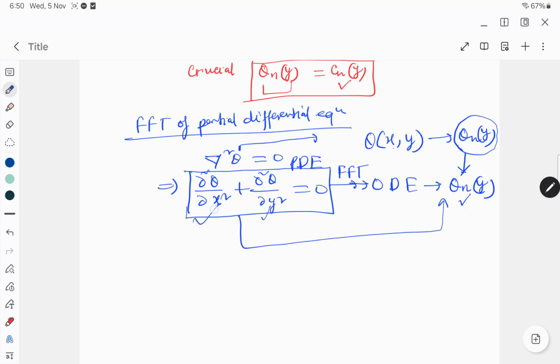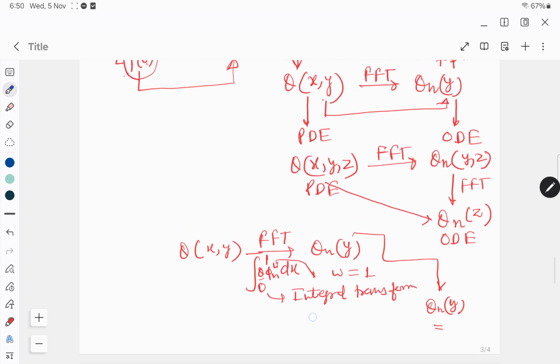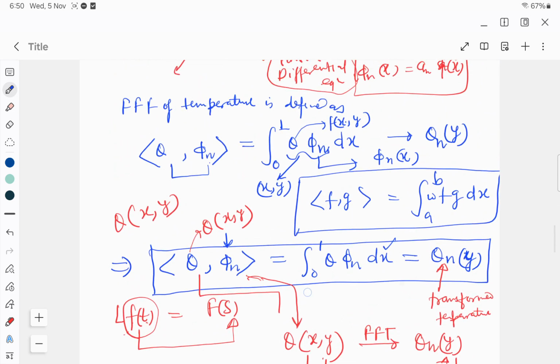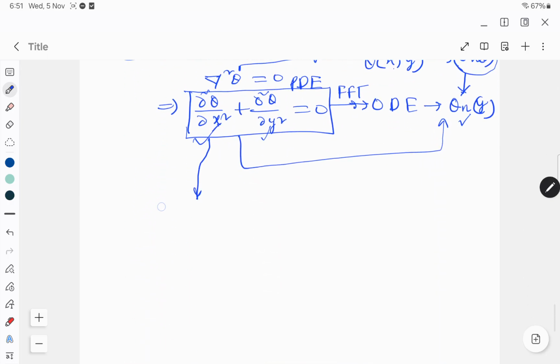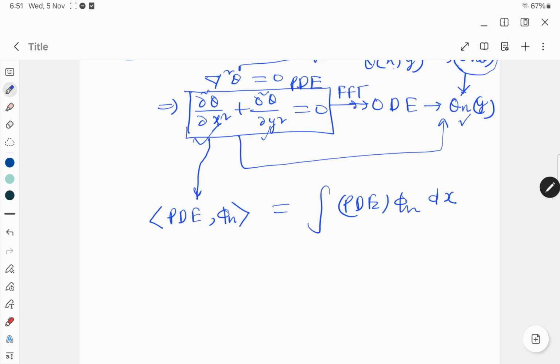How do we take the FFT? We have to multiply each term, so suppose the FFT of the left hand side of this differential equation. When we took the FFT of theta, this is the PDE, and we multiply by phi n. This is the process. So we multiply the PDE by phi n with respect to the variable x. Got it? And we have to integrate it from 0 to 1. That's what we are going to do.